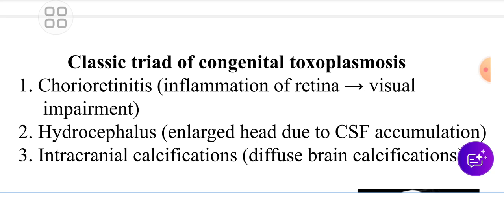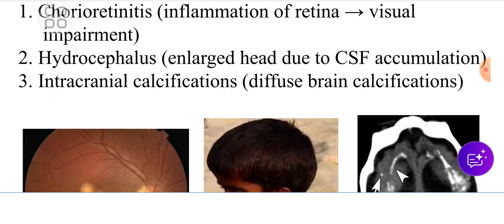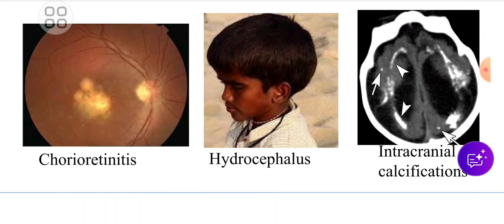There are classic triad, three things, of congenital toxoplasmosis. One, chorioretinitis, that is inflammation of the retina leading to visual impairment. Two, hydrocephalus, a large head due to cerebrospinal fluid accumulation. Three, intracranial calcifications, diffuse brain calcifications. And you see here the pictures. Chorioretinitis on your left hand side, in the middle hydrocephalus, and on the extreme right hand side the intracranial calcification in this image.